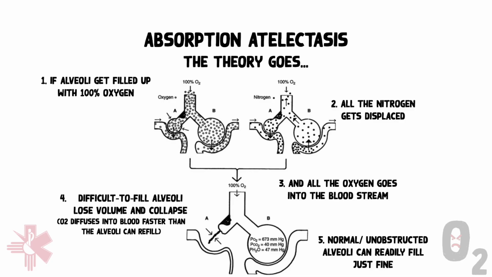So here's the idea with this: if we give someone 100% oxygen, we displace all of the nitrogen out of their alveoli, so it's just filled with oxygen, right? Then, if we have a portion of the lung or a specific alveolus that doesn't have good airflow to it, let's say we have mucus or some sort of obstruction, what happens is that all of the air from the alveoli goes into the bloodstream and then the alveoli collapses.